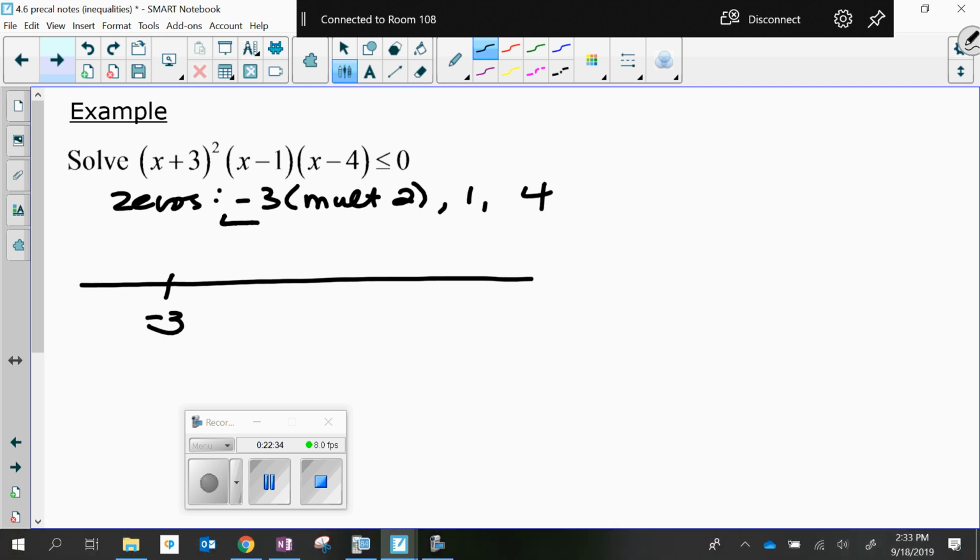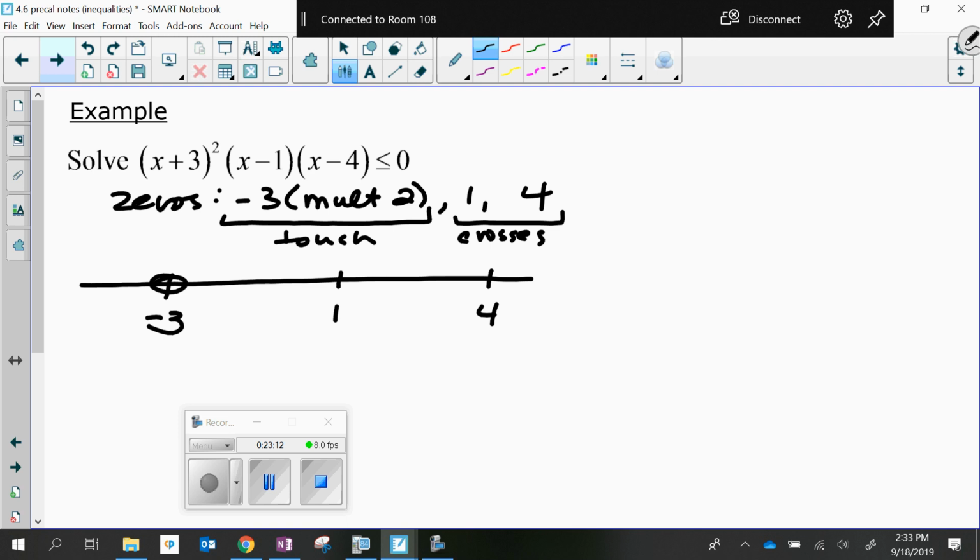Okay, so this guy has a multiplicity of 2, which is even, so it's going to what? Even. Our choices are touch or cross. Cross goes with odd. Okay, this is touching, and this is crossing. Okay. All right. Okay, now we are going to interval test.